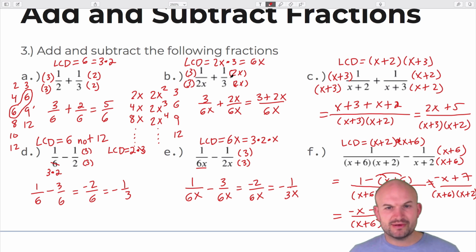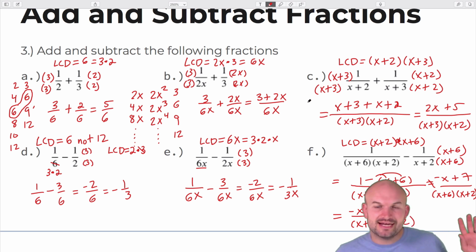So since 2x and 3 do not have any factors in common, I'm just going to multiply them to obtain 6x. Then I find my multipliers. That's going to produce my common denominator, which is 3 over 3 on the left side and 2x over 2x on the right side. And therefore, I can't really do anything with the numerators, right? They're not like terms, but you can apply the operation and go ahead and simplify it.